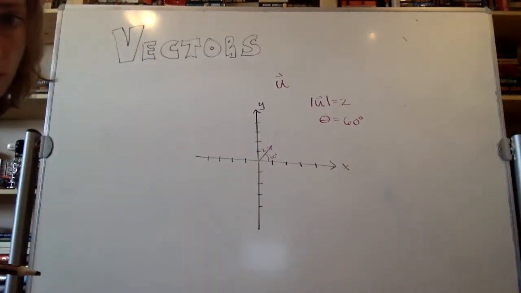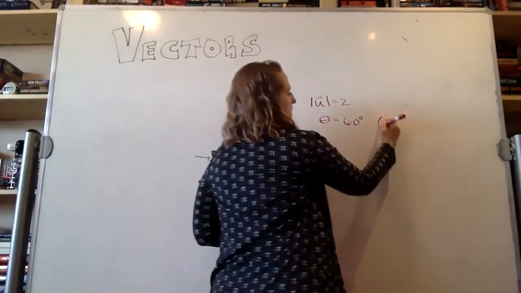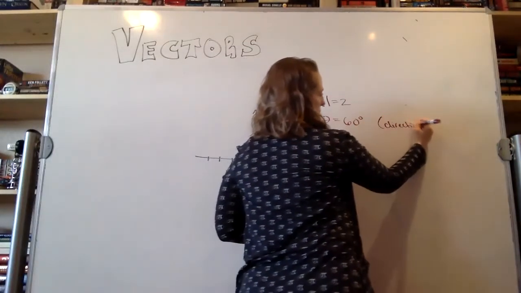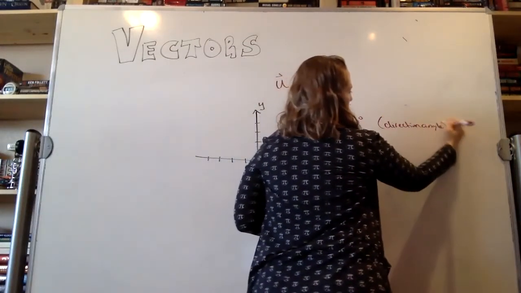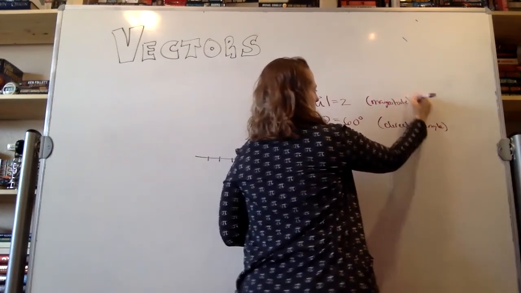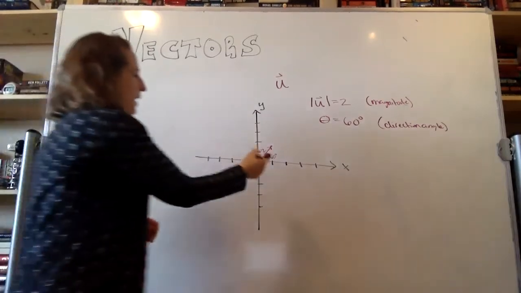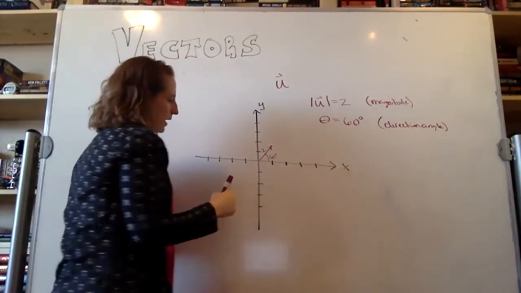That angle is called the direction angle for vector u. So this is known as the direction angle, and this is the magnitude. The direction angle is always a positive angle with the x-axis, okay?